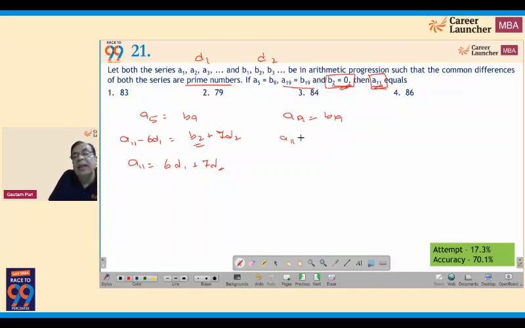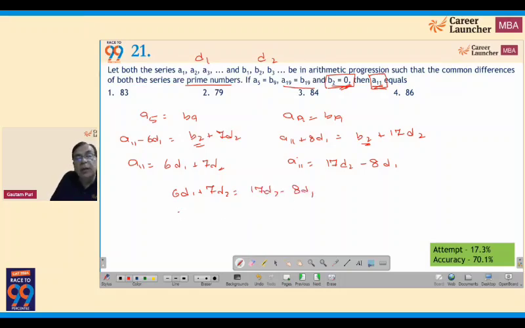A19 is A11 plus 8D1. B19 is B2 plus 17D2. Again, that means A11 is equal to B2, which is 0, plus 17D2 minus 8D1. Compare the two: 6D1 plus 7D2 is equal to 17D2 minus 8D1.